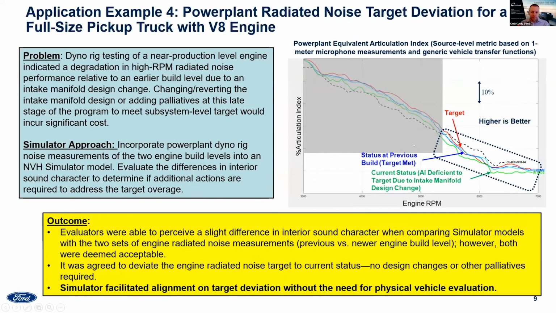In this last example, it actually applies later on in the development cycle. So here we actually had vehicle prototypes available, but when we measured a near production level engine in a power plant dyno cell, what we found was that the radiated noise had actually degraded quite significantly from the previous design level. This was due to a change to the intake manifold.